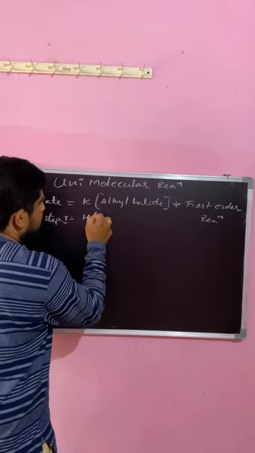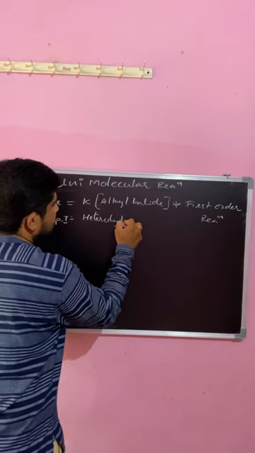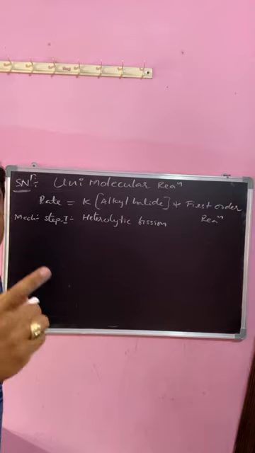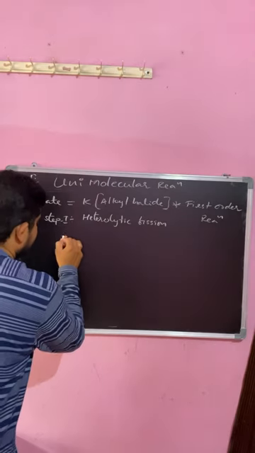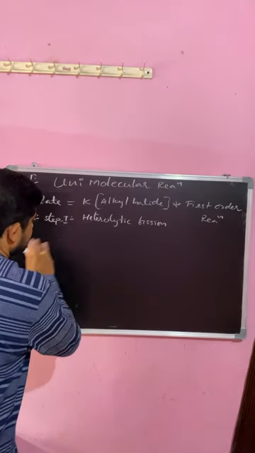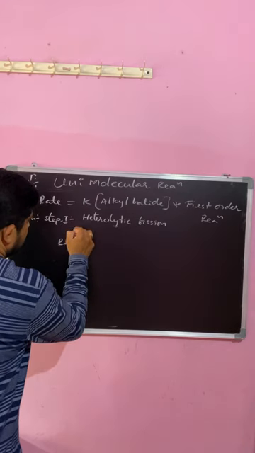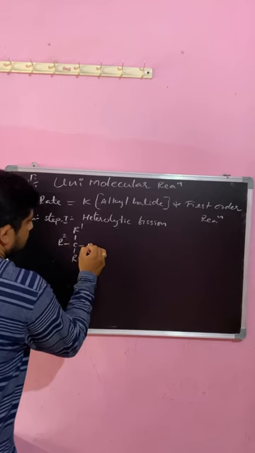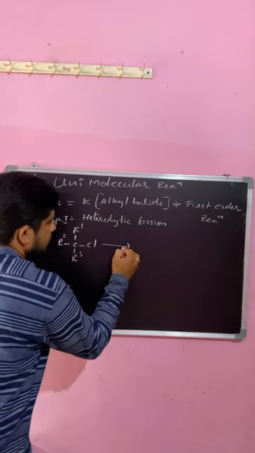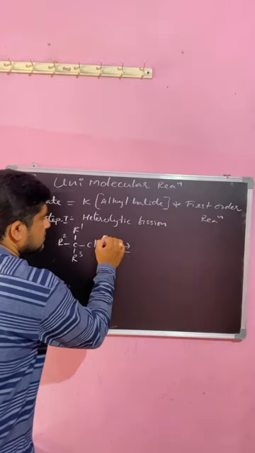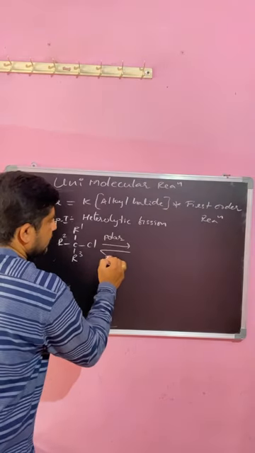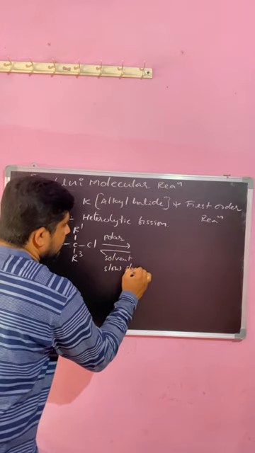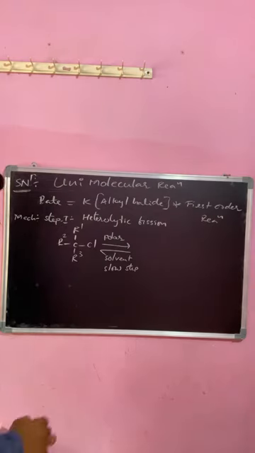Heterolytic fission takes place and leads to the formation of carbonium ion. Heterolytic fission takes place in the presence of a polar solvent. This step is the slow step and the rate determining step.